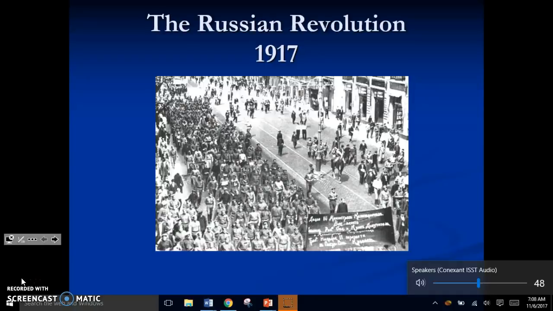And then for the terms, I have a place for you to write down those meanings and definitions on the handout that I gave you. So you can see that the Russian Revolution that we're talking about, otherwise known as the Bolshevik Revolution, happened in the year 1917.